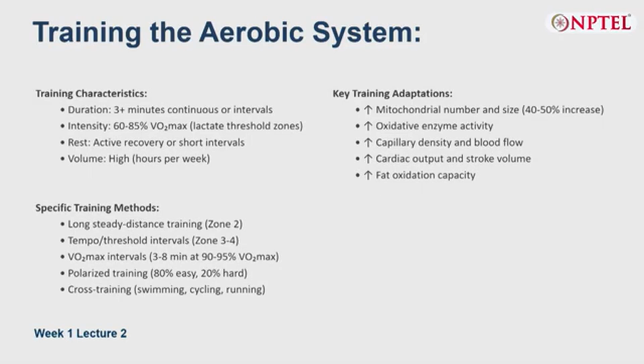Polarized training: 80% easy and 20% hard, plus cross training such as swimming, cycling, and running. The key adaptations are increased mitochondrial number and size, which is called mitochondrial density, increased by 40 to 50%, enhanced oxidative enzyme activity such as cytochrome oxidase and other oxidase enzymes, increased capillary density and blood flow, increased cardiac output and stroke volume, and increased fat oxidation.